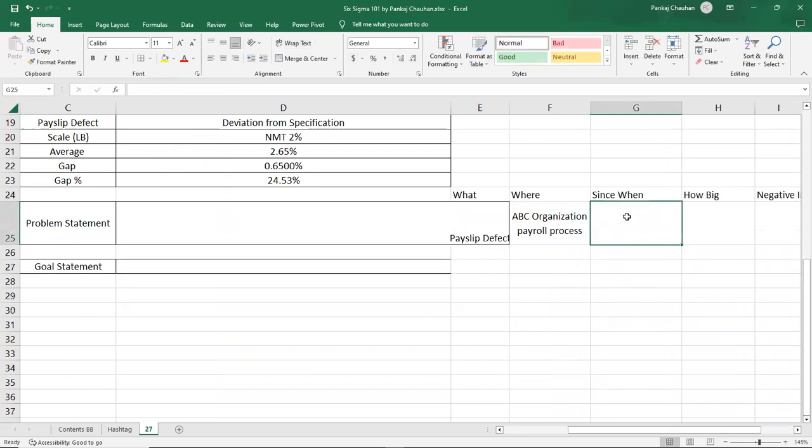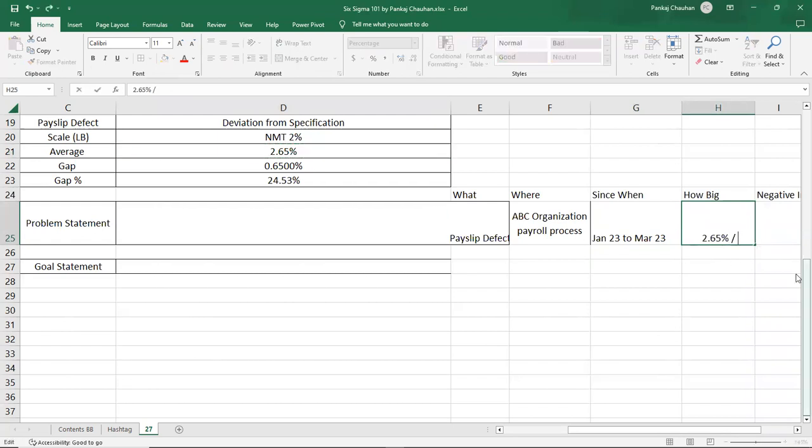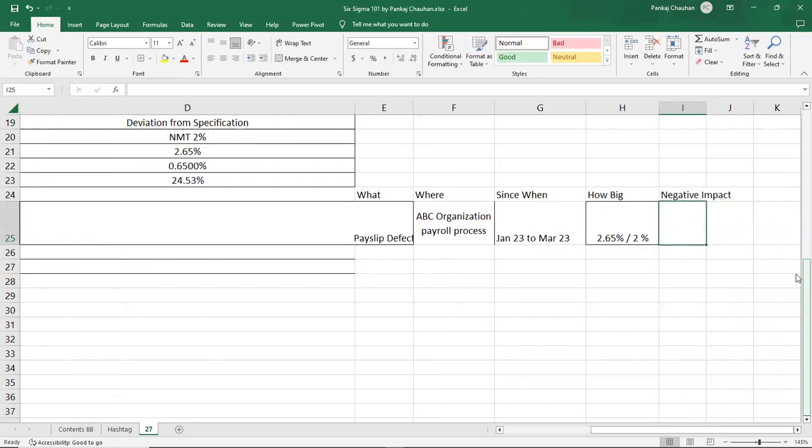Since when is the problem? Same data, same period, Jan 23 to March 23. How big? This is around 2.65% on average against the target of max 2%. Negative impact: because we have identified the voice of business that is leading to the attrition, and from the voice of business we identified the employee satisfaction is low because of the payslip defect. So this has a direct impact at the organization level, low ESAT score.